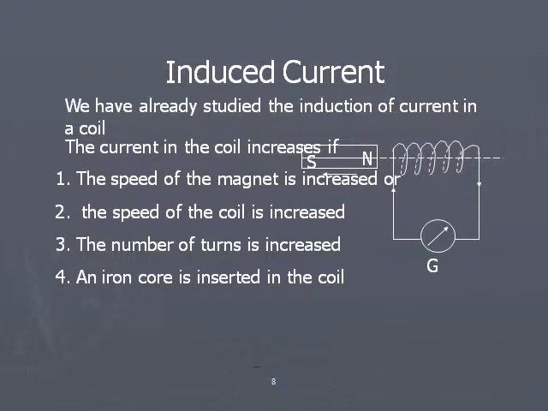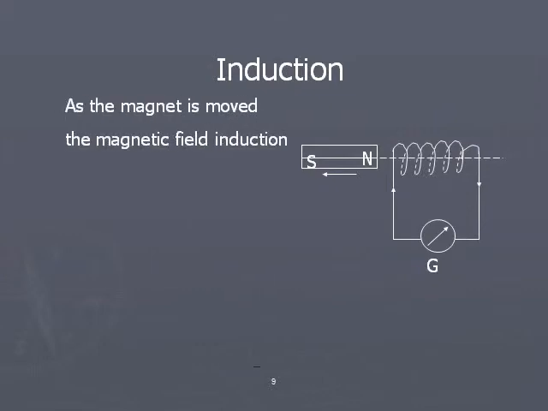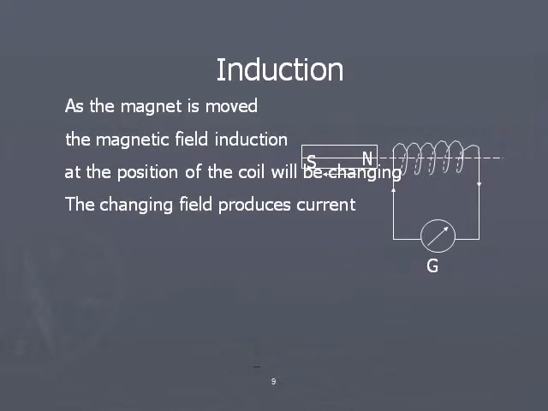We notice that a magnetic field is created at the position of the coil, and this magnetic field is changing as the coil is moved or the magnet is moved. So there is a change in the magnetic field linked with the coil, and we notice the current is produced whenever there is a change in magnetic field.